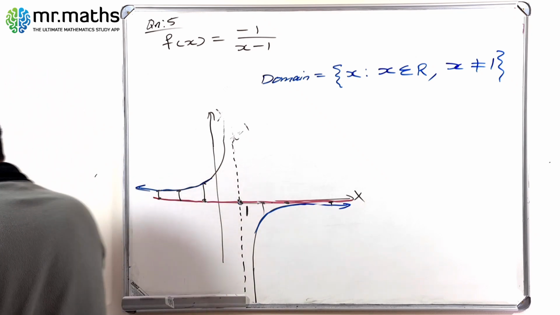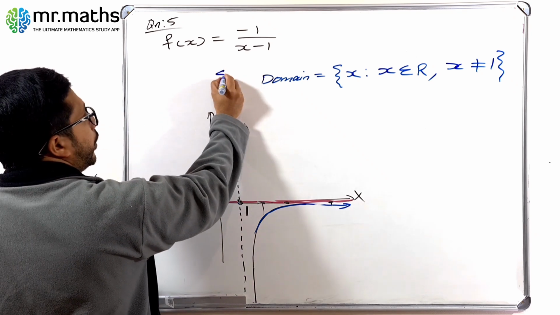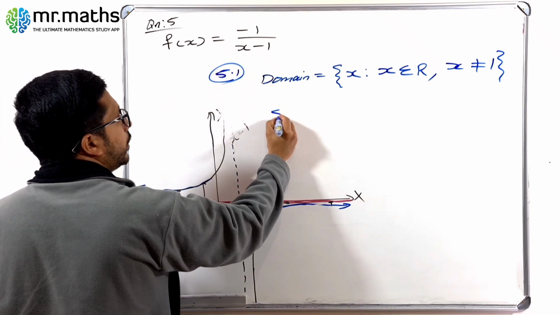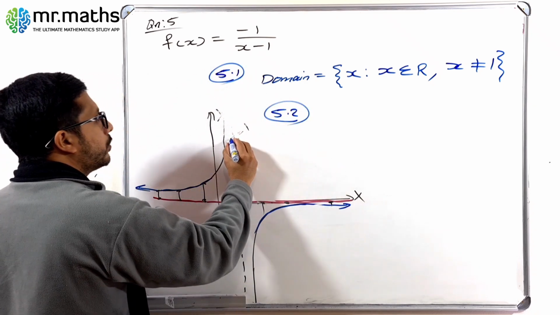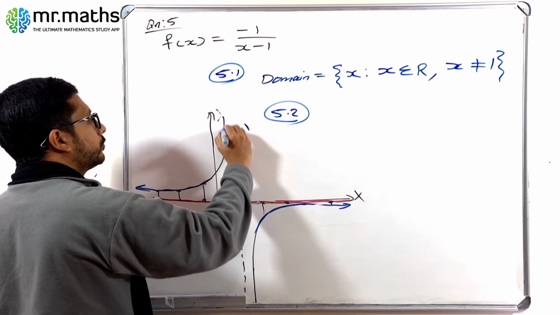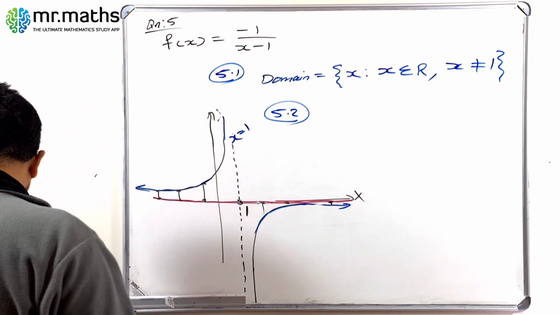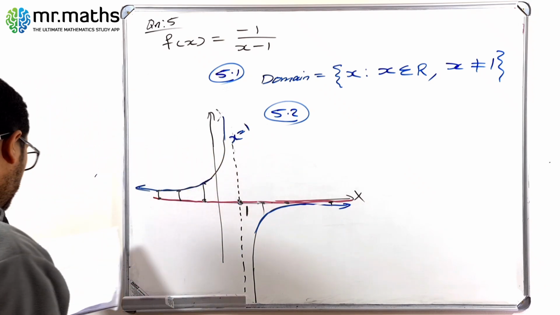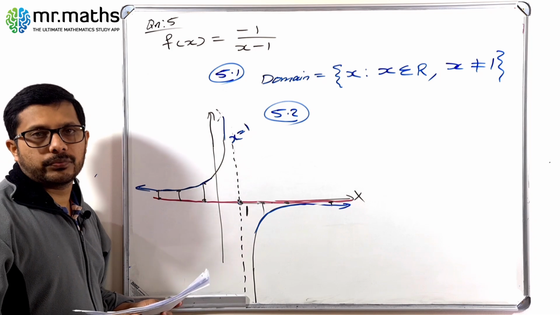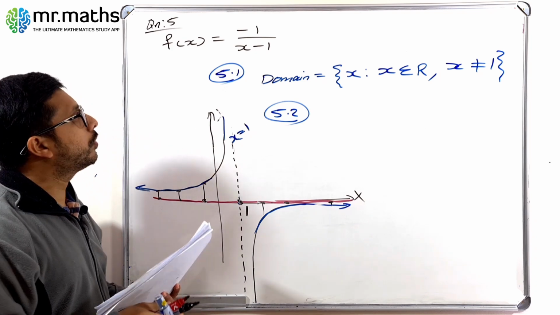This is 5.1. Now let's go to 5.2. What is that question? The 5.2 question is: write down the asymptotes of f. You have to write the asymptotes of f.